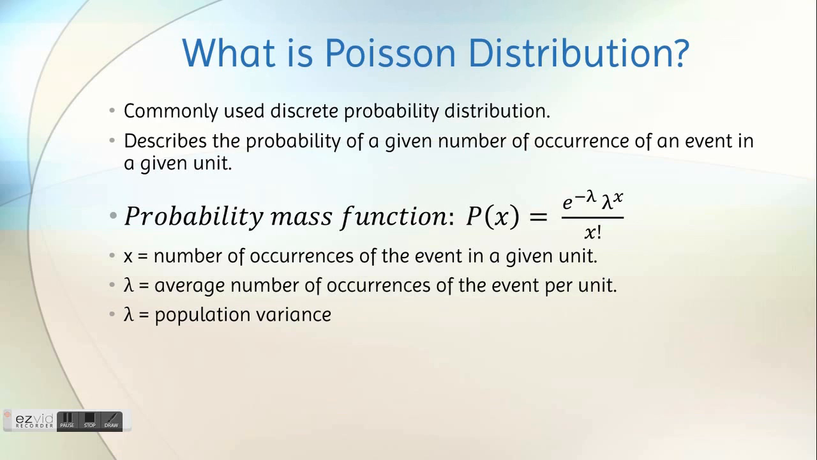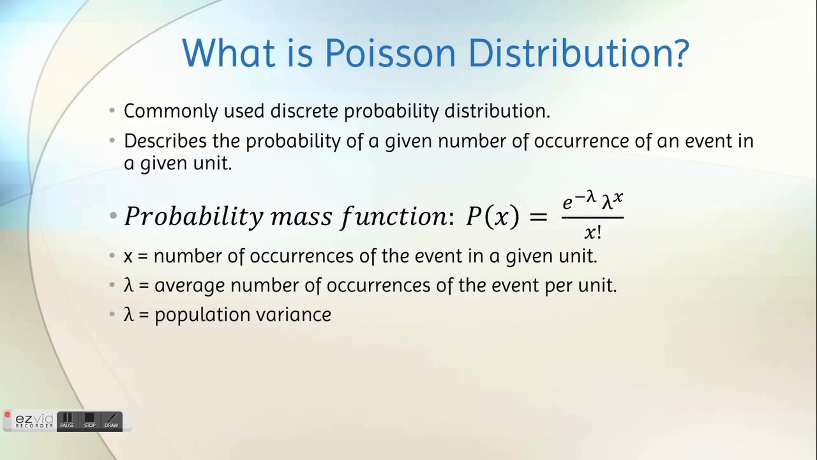Poisson distribution describes the probability of a given number of occurrences of an event in a given unit. That unit can be a unit of anything, a unit of space or time, for example per square kilometer, per second, per hour, per 100 trials of an experiment and so on.